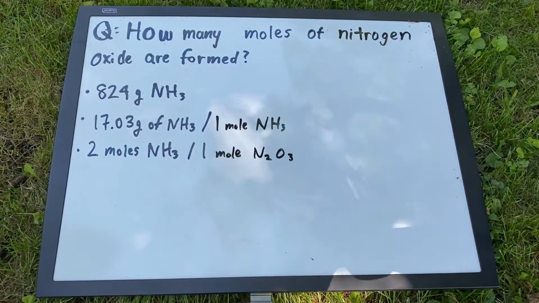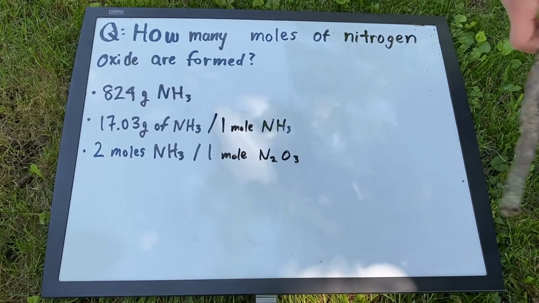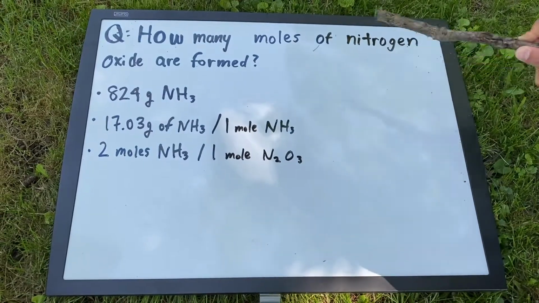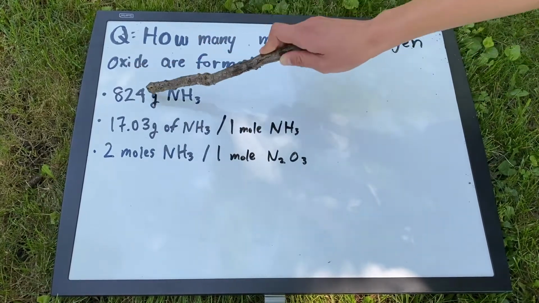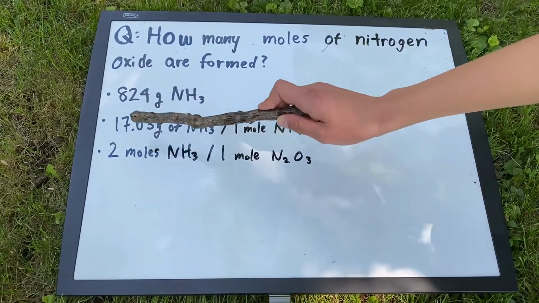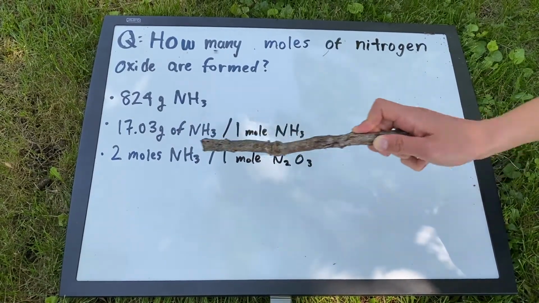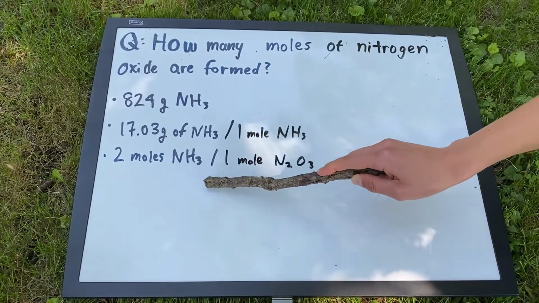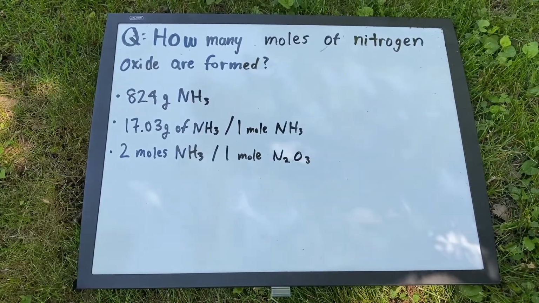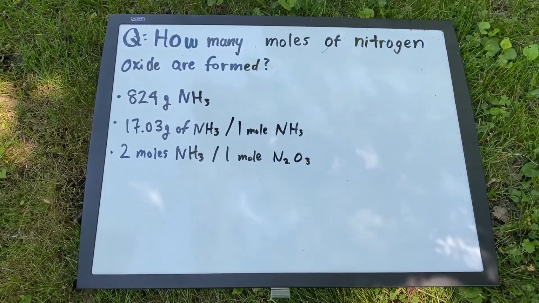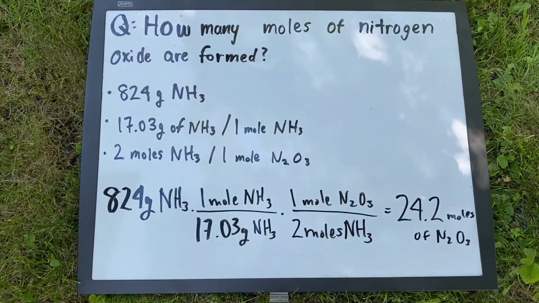So we will be leaving you with a problem that is more applicable to a chemistry setting. The question is, how many moles of nitrogen oxide are formed with these knowns? Our knowns are, there are 824 grams of ammonia, 17.03 grams of ammonia per 1 mole of ammonia, and then that there are 2 moles of ammonia per 1 mole of nitric oxide. Please take a second to pause this video, work on this problem, and then come back to the video after you are done. So here's the completed problem.